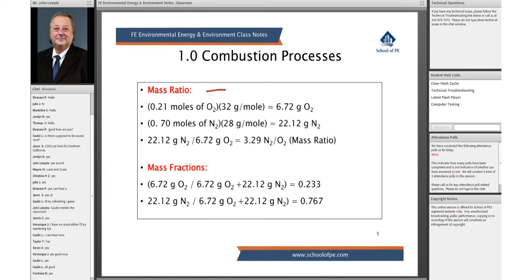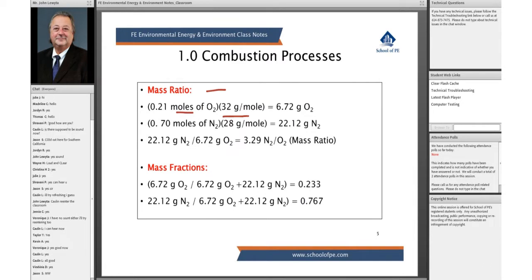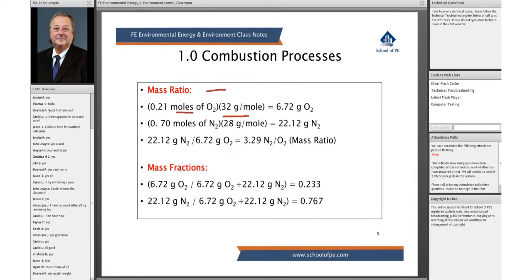On a mass ratio, if you take the 0.21 moles of O2 we had on the previous page and multiply by 32 grams per mole, that would be the molecular weight of O2. So that turns out to be 6.72 grams of oxygen. So we're just doing the basics, then we'll get into the calculation shortly.